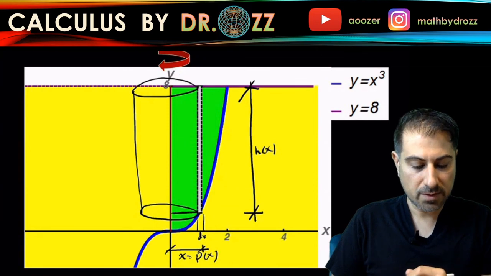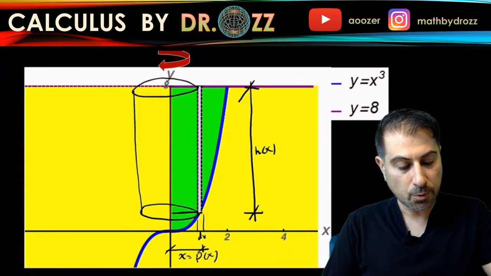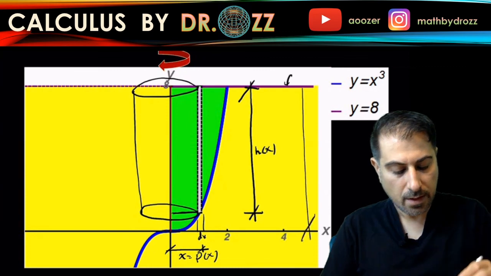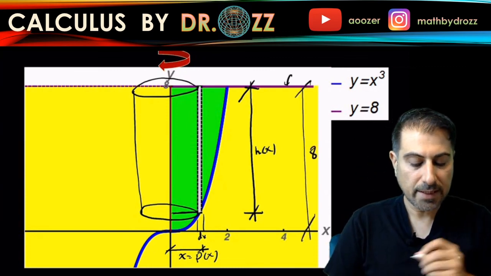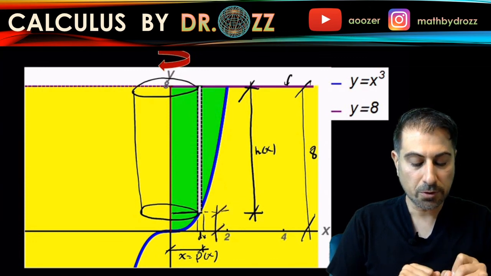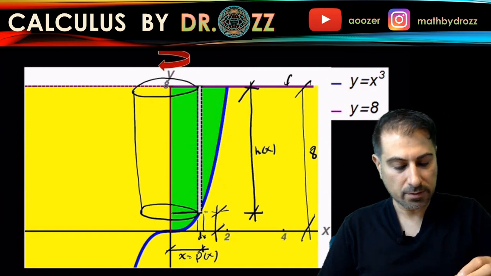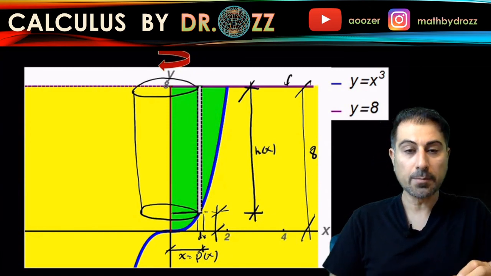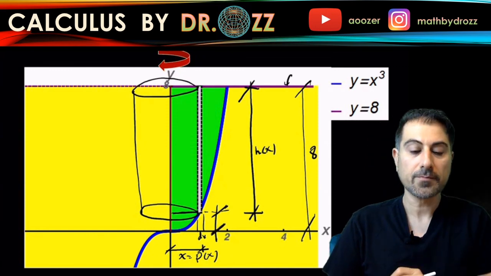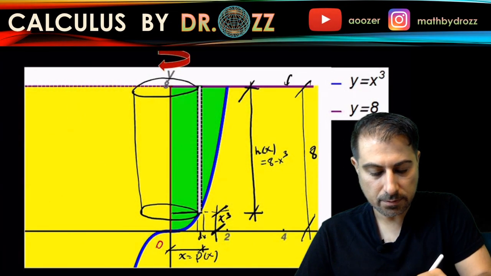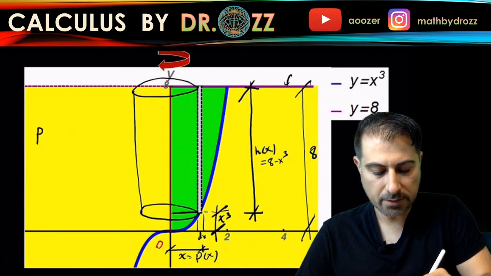From the graph, we can see that the purple line is y equals 8, so the distance from here to here is just 8. And the bottom of the slice touches the blue curve. Since we're x units far from the y-axis at that point, this distance is governed by the blue curve, and that is x cubed. So then what is h? h is going to be 8 minus x cubed. Let's write them all here again: p of x equals x, h of x equals 8 minus x cubed.